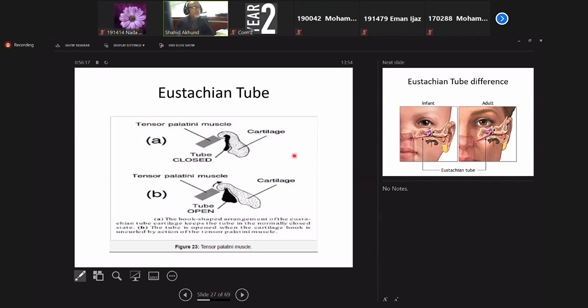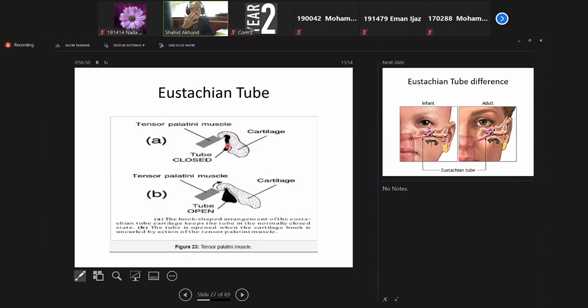Now you see normally what will happen when the tube is open and when the tube is closed. You see what is happening to this configuration of the tube. When we open the tube, in picture B, the cartilage hook is actioned by the tensor palatini. So when we swallow, the tube is kind of open. Otherwise, it remains closed, because then there is a continuous air pressure.